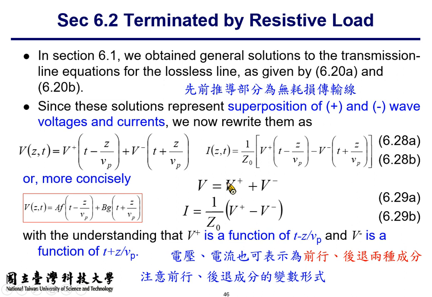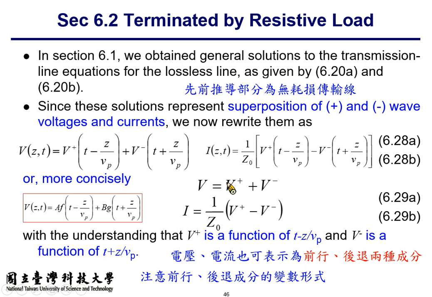To put it in a simpler way, we can write down the voltage and current relationship as these two equations. V equals V plus plus V minus, and I equals V plus minus V minus, divided by Z sub 0. Be careful about this minus sign, which is critical to describe the negative z direction going current signal. So the total current is V plus minus V minus divided by Z sub 0.